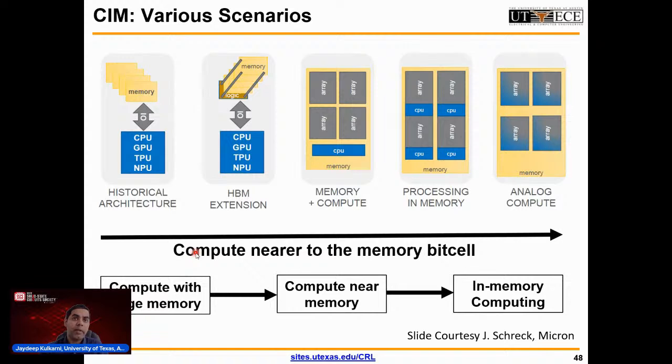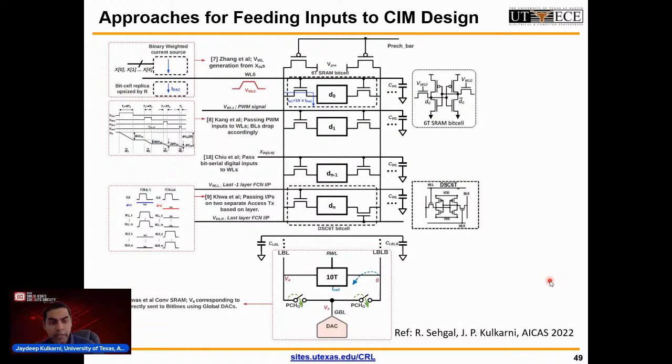So if you look at the way compute has evolved, you can clearly see that computing has moved nearer and nearer to the memory bit cell. Essentially, we started with compute with large memory, and then somewhere in the middle, we are doing computation near the memory array. And at the very far end, the right-hand side, we are exploring ways to do in-memory computing using the word line and bit line, not only for read-write purposes, but also for doing basic computational operations. There is a huge area of research, a lot of active investigation happening in the computing memory space. So for today's talk, I'll just give you a one-slide overview.